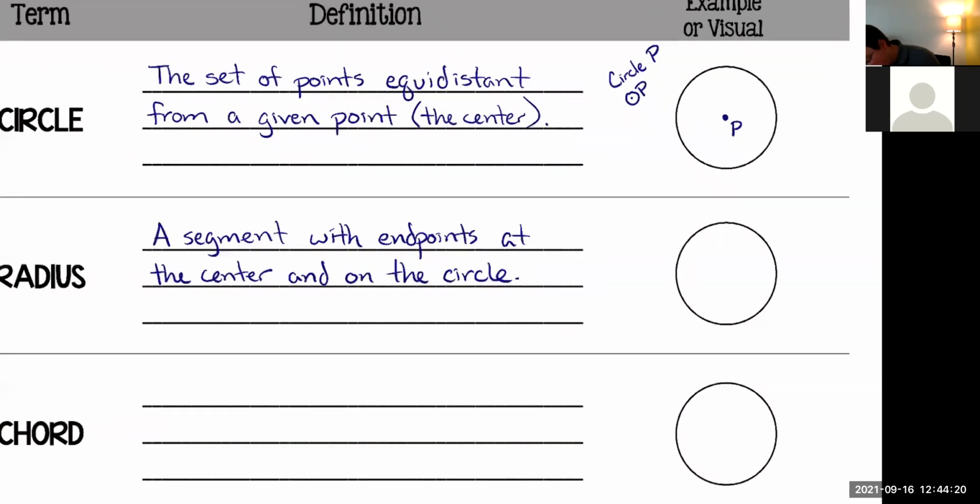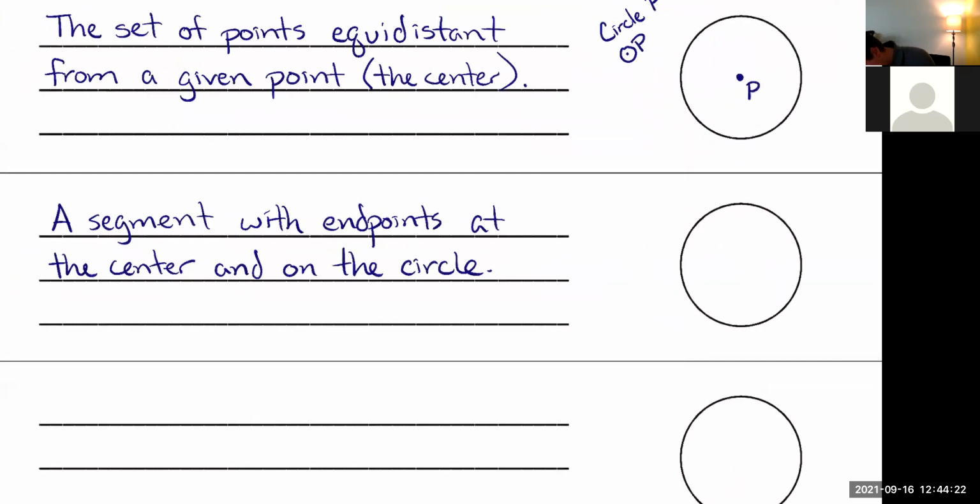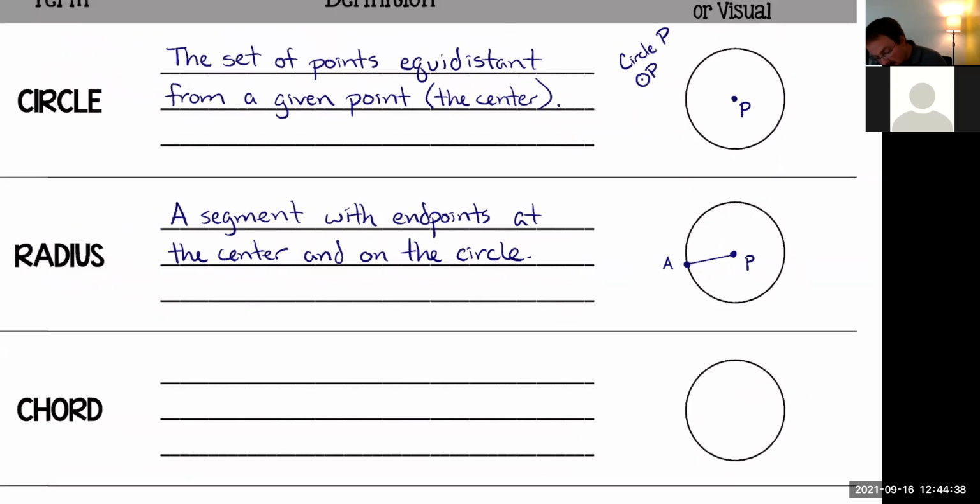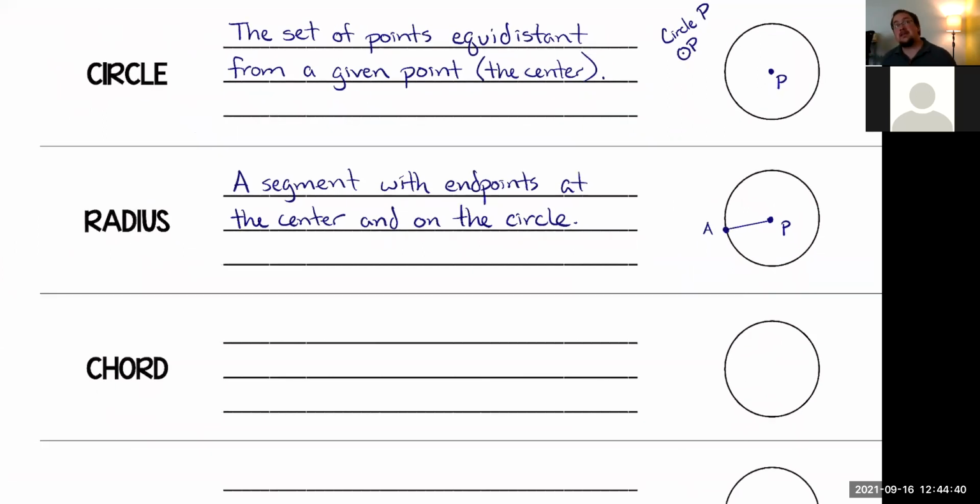So in this diagram here, I'm going to put that center point P in there again. I'm going to draw a segment out to the edge of the circle where I'll put a second point. I'm just going to call it A. And what I've essentially created is the radius AP.